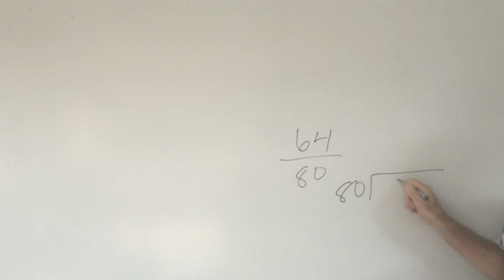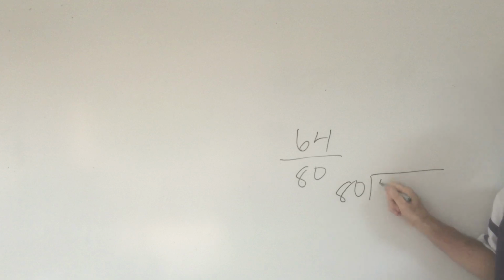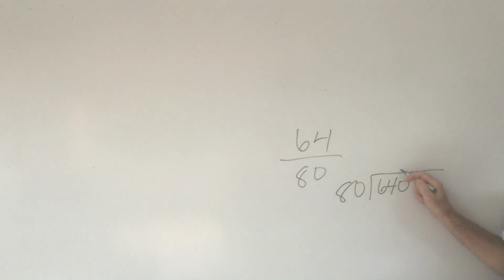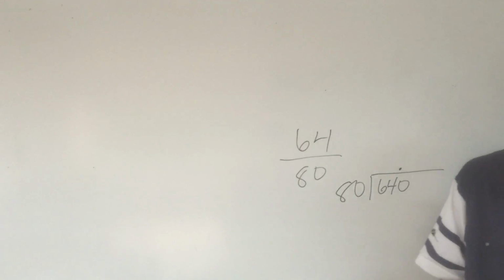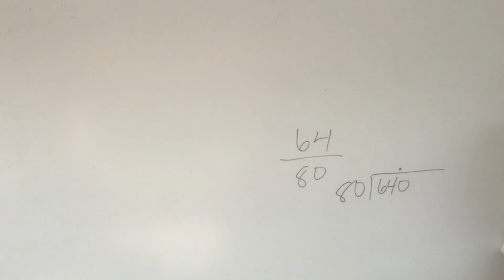80 goes into 64, right? Does 80 go into 64? No, so I have to add a 0. Does 8 go into 640? Yes. How many times? 8 times 0 is? 8 times 8 is? Right? Now I have 0.8. 0.8 times 100.